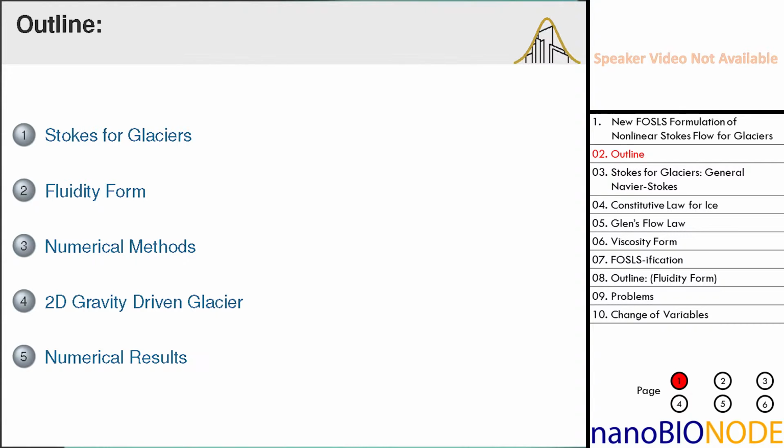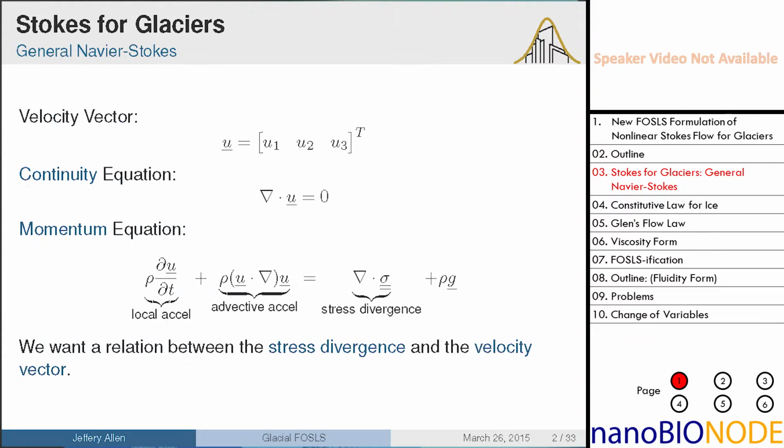Today I'm going to talk about general Stokes for glaciers, then specifically this new formulation that we're coming up with, which we call the fluidity form. I'm going to talk about how we solve this system. Then I'm going to describe a very simple two-dimensional model, and then show some numerical results. So first, Stokes.